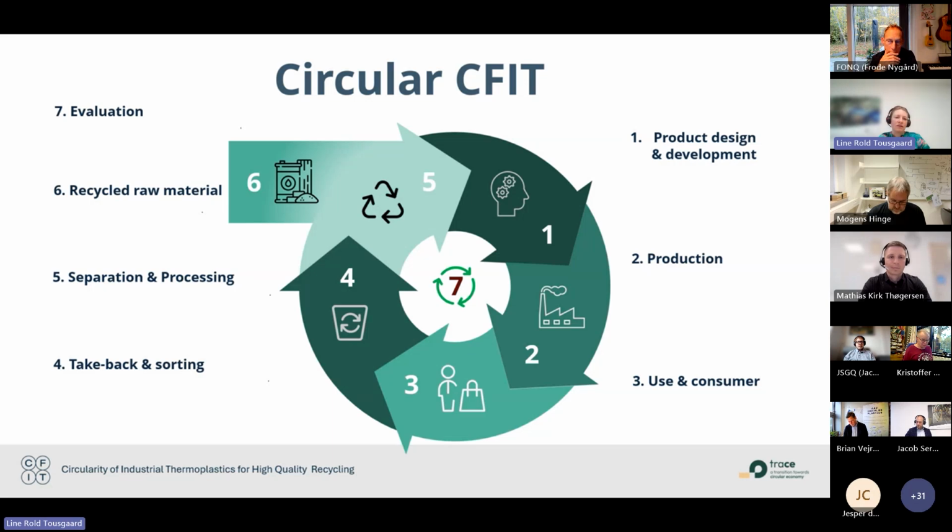Then we have also been looking into how we can sort the plastic, how we can separate it, and of course also the evaluation of all the things that we do within the circle, so that it actually is viable, both in relation to technology, to economy, and to the environment.